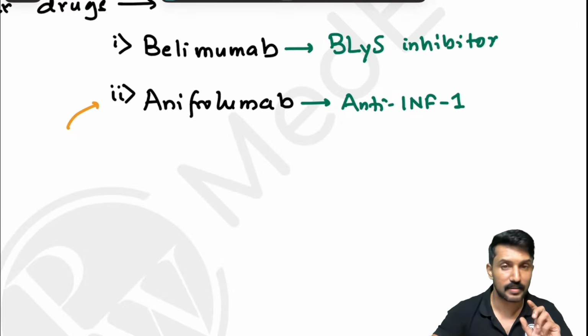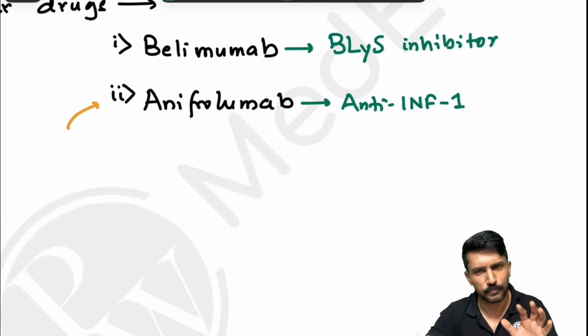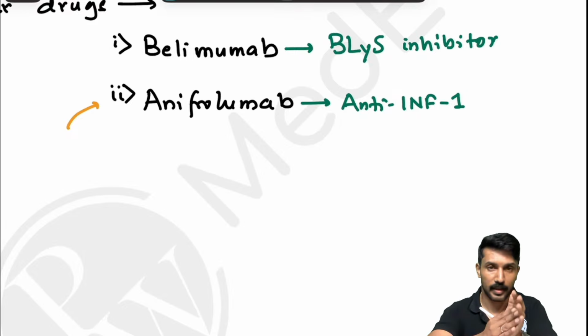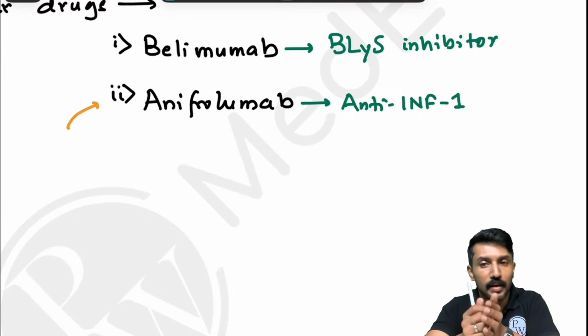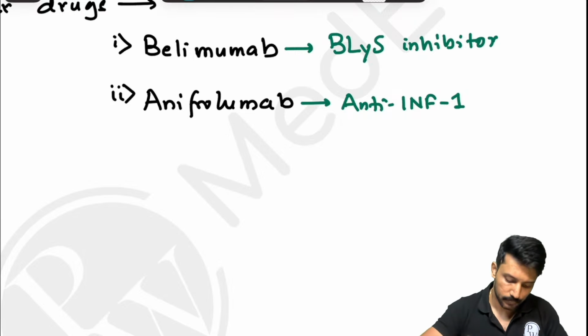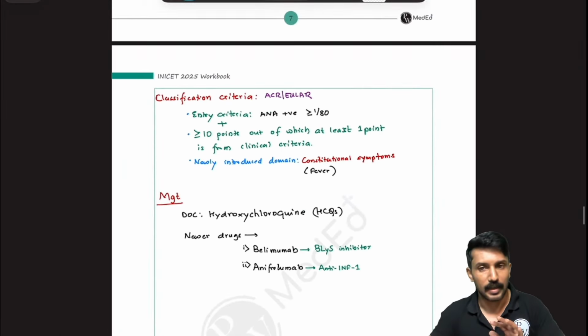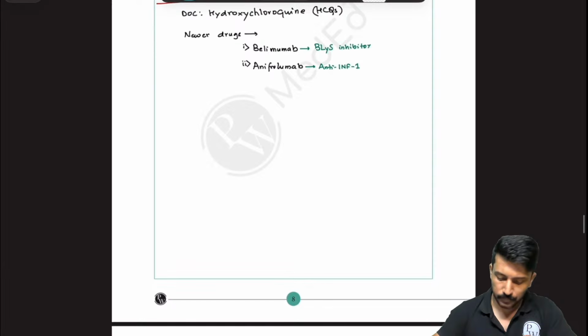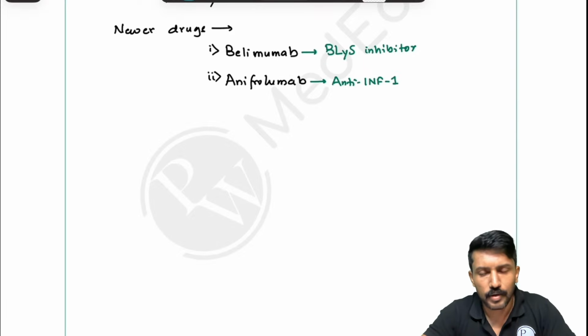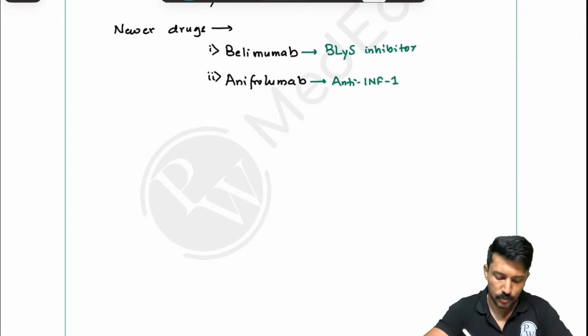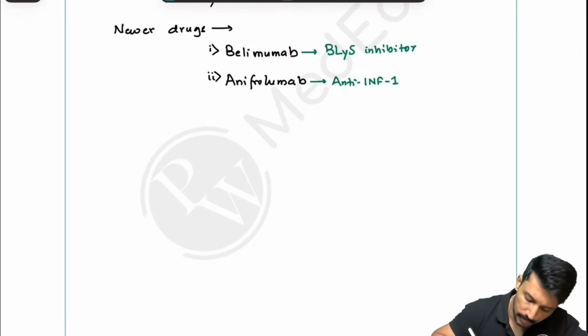This is already asked in the previous NEET SS. There is a high chance that it may filter into the INI-CET as well. Which of the following is the recently approved monoclonal antibody for the treatment of advanced cases of SLE? It is going to be anifrolumab. Okay, so that completes our SLE. Now, the next topic I'm going to take, I'll not touch the rheumatoid arthritis because it will be covered in orthopedics. So the next topic we're going to take is scleroderma.